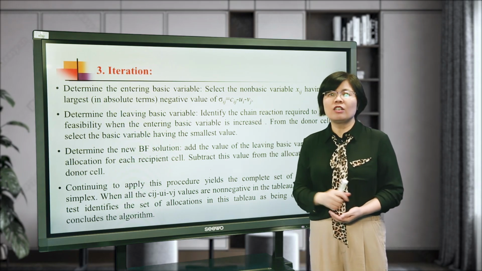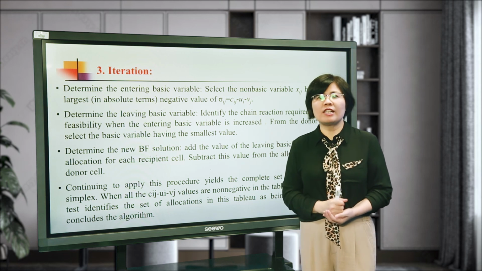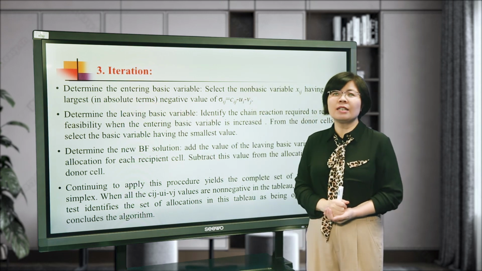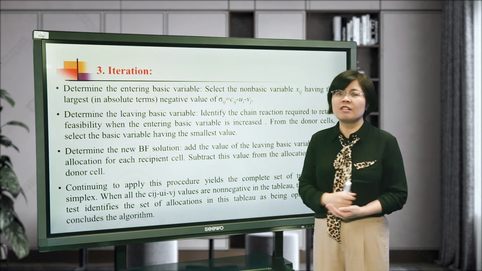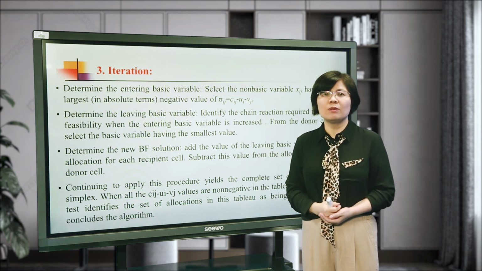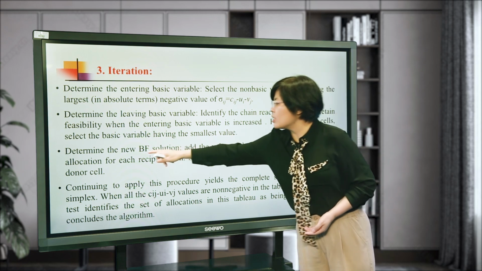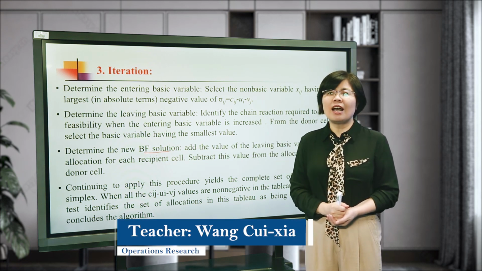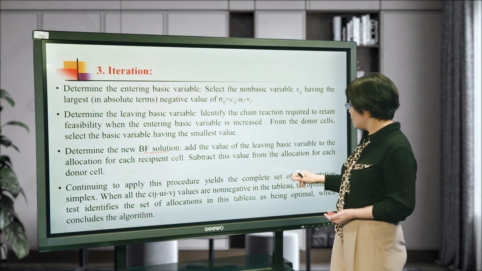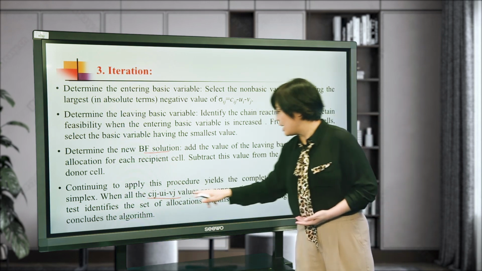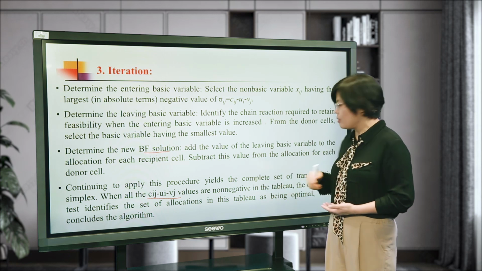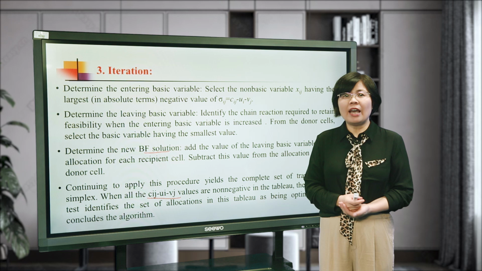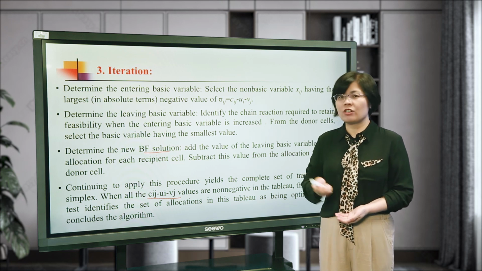Iteration. The iteration includes steps: determining the entering basic variable, determining the leaving basic variable, determining the new BF solution, and continuing to apply this procedure until all the Cij minus Ui minus Vj values are non-negative in the table. Then we get the optimal solution. Okay, that's all for today's lecture. Thank you.